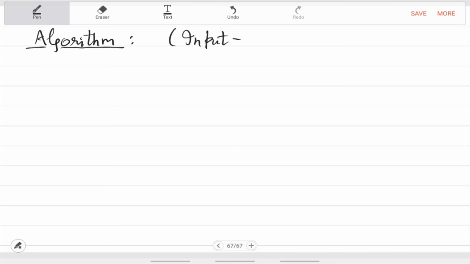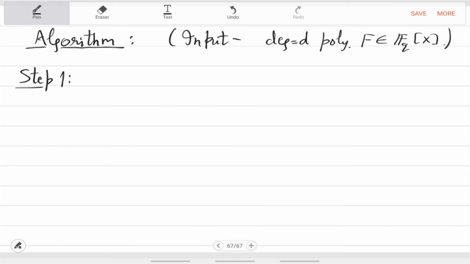So in the input you are given a degree d polynomial big F and a finite field F_q. The finite field has to be properly given in the natural representation, otherwise you cannot give the coefficients of big F. So the finite field is given and then the polynomial is given. So this is just a for loop.